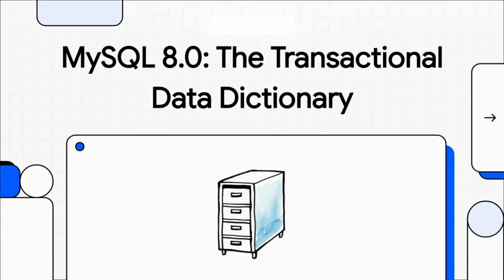All right, welcome. Today, we are going to dig into one of the most fundamental, but maybe least visible changes in modern MySQL. I'm talking about the move to a transactional data dictionary in version 8.0. And look, this wasn't just some minor tweak. It was a complete top-to-bottom reimagining of how MySQL keeps track of its own information.